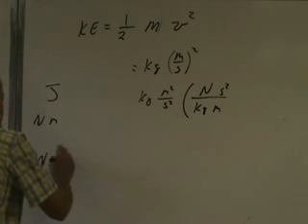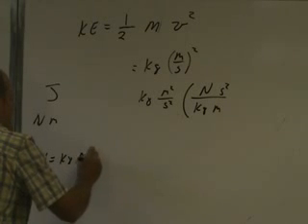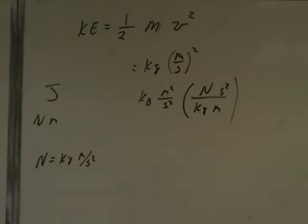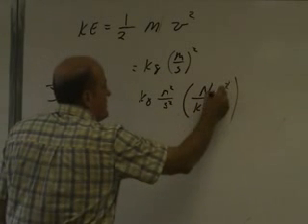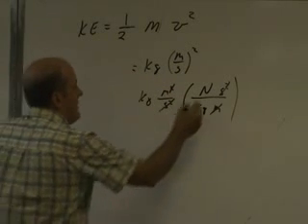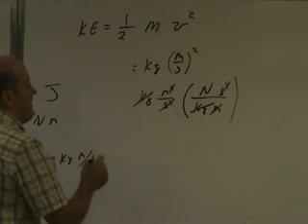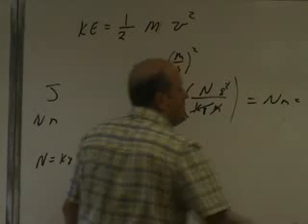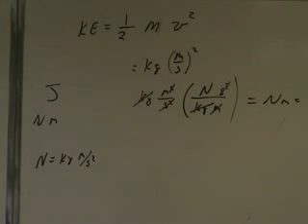Remember that? A Newton is a kilogram meter per second squared. I wrote the same thing right here. Second squareds cancel. One of our meters cancel. Our kilograms cancel. What's left? A Newton meter, okay. And that is a joule. So the units do work out. Makes sense.